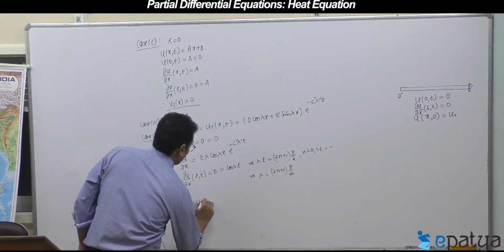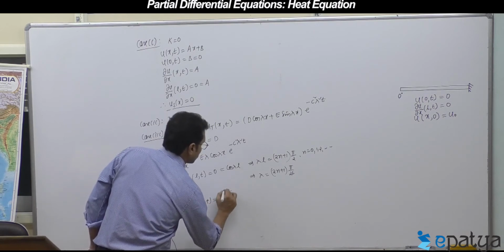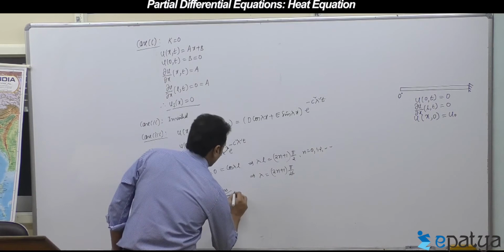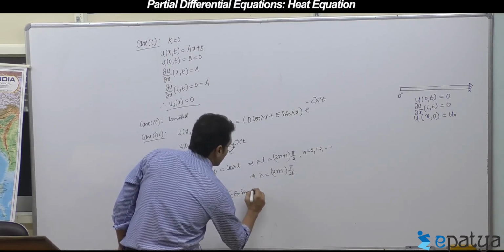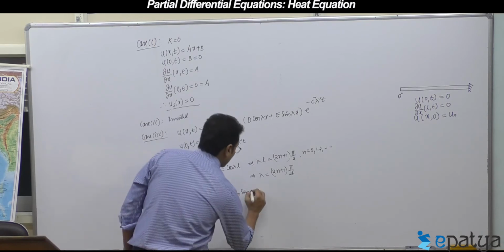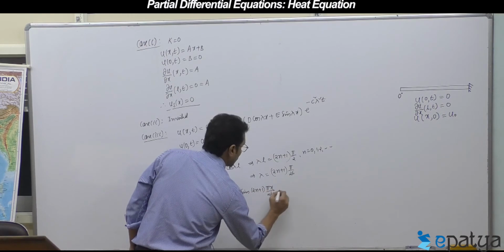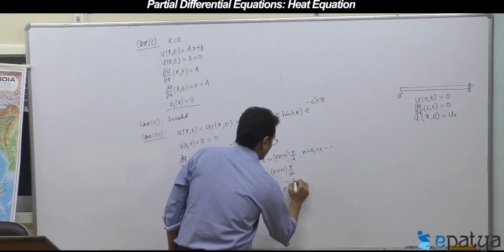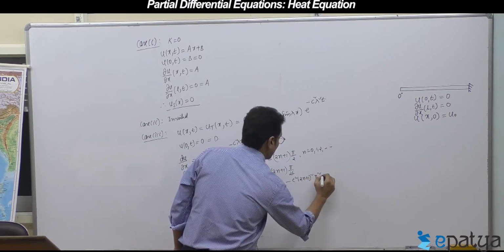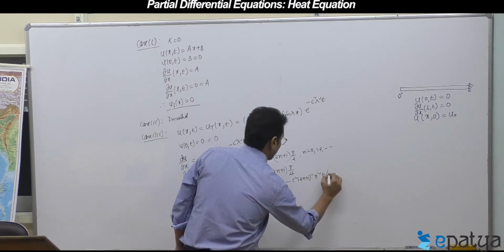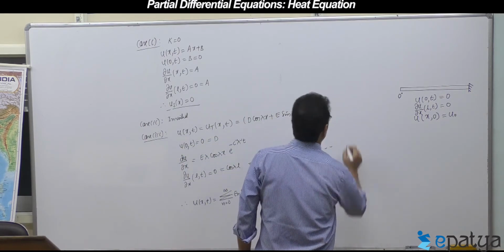Therefore, u of x comma t equal to sigma n from 0 to infinity, En sin lambda x, that is (2n plus 1) pi x by 2L, e power minus c square (2n plus 1) whole square pi square t by 4L square. Equation number 3.